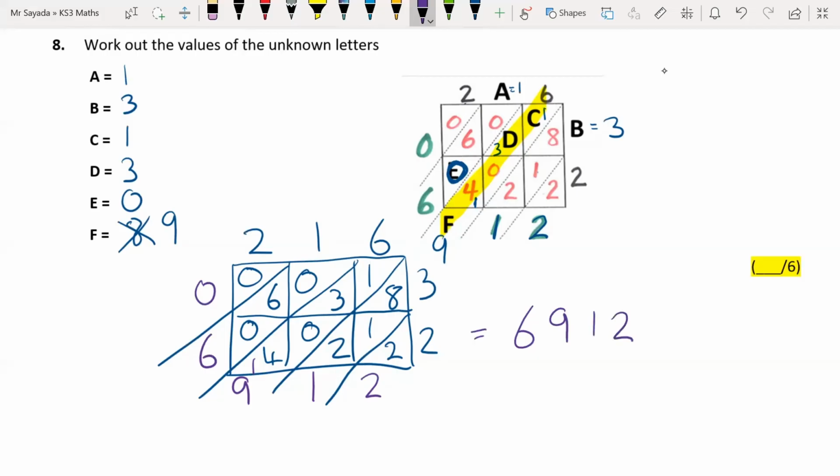We can then check that everything in our question matches. So is A 1? Yes, it is. A is 1. Is B 3? Well, yeah, because I put it as 3. Is C 1? Yep, C is 1. Is D 3? Yep, D is 3. Is E 0? Yep, E is 0. And is F 9? Yep, F is 9. So that's a really good way to check your own working.